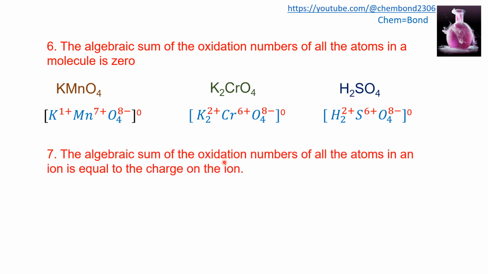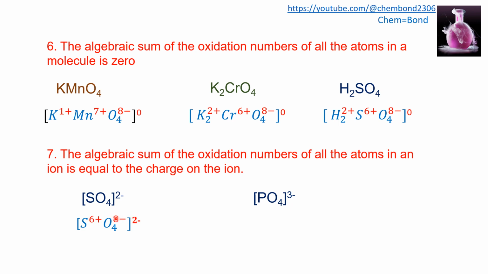The algebraic sum of the oxidation number of all the atoms in an ion is equal to the charge on that ion. We will take the example of sulfate that will have -2 charge and phosphate that will have -3. So we will solve it. Oxygen has -2, so there are 4 oxygen present, so it will result -8. We will put a number with -8 that will result -2.